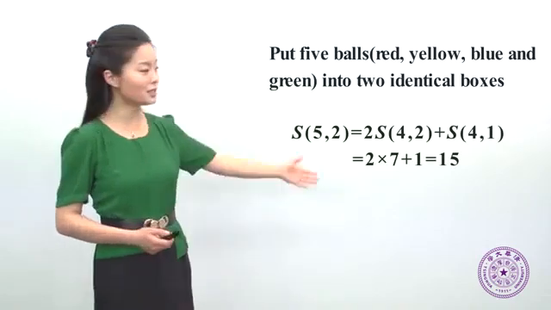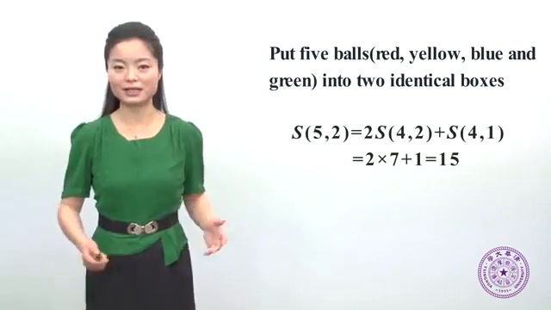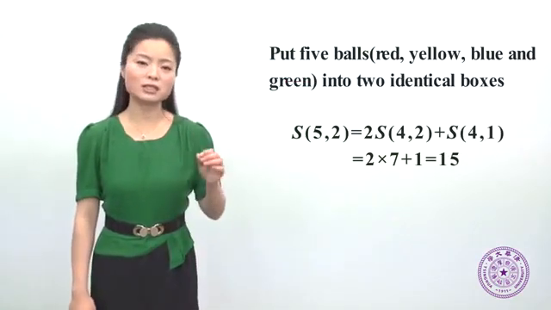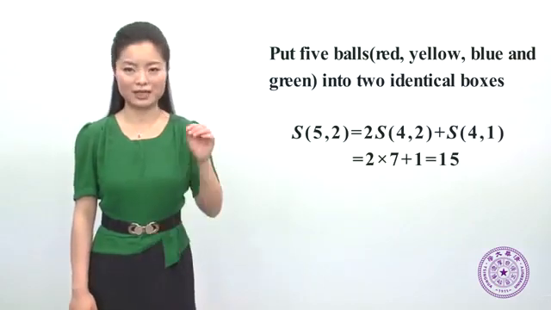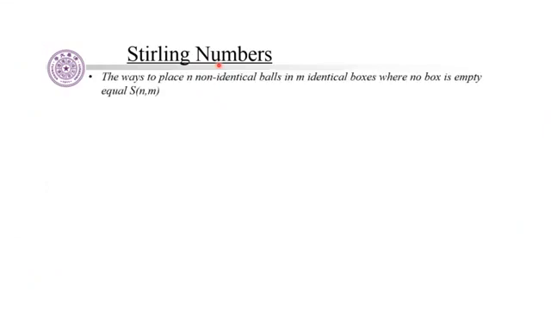So we can see this recurrence relation is based on the different selections of boxes for the green ball. Using this, we got a very simple method. But is there really a direct expression for this? In fact, Stirling numbers of the second kind require n distinct balls to be placed in m identical boxes with no empty box.